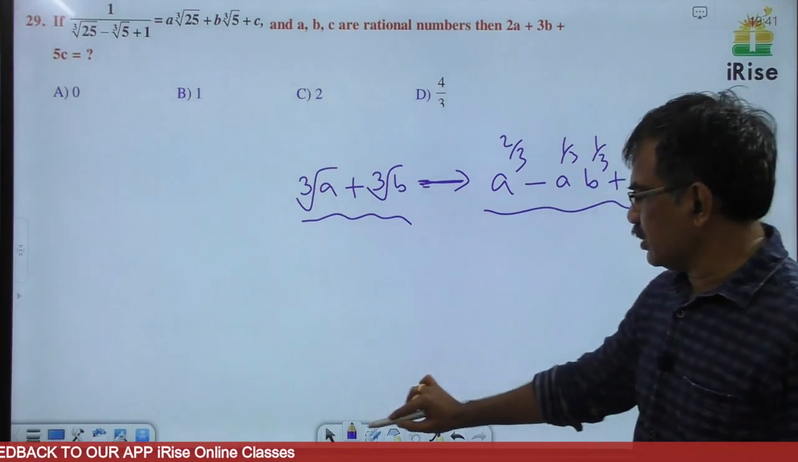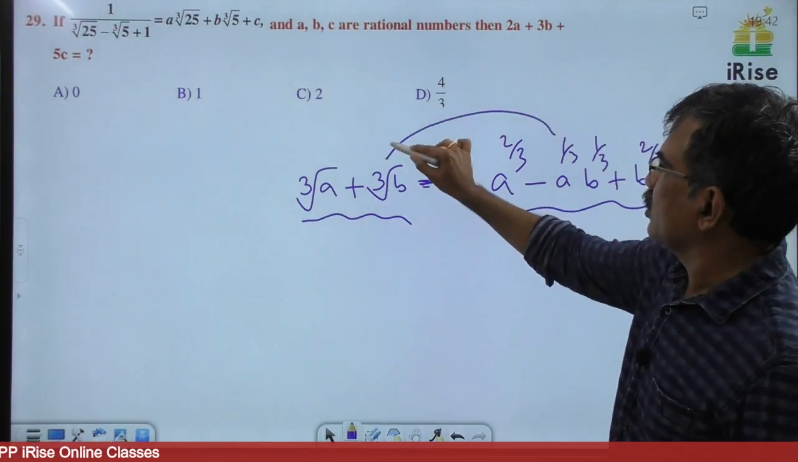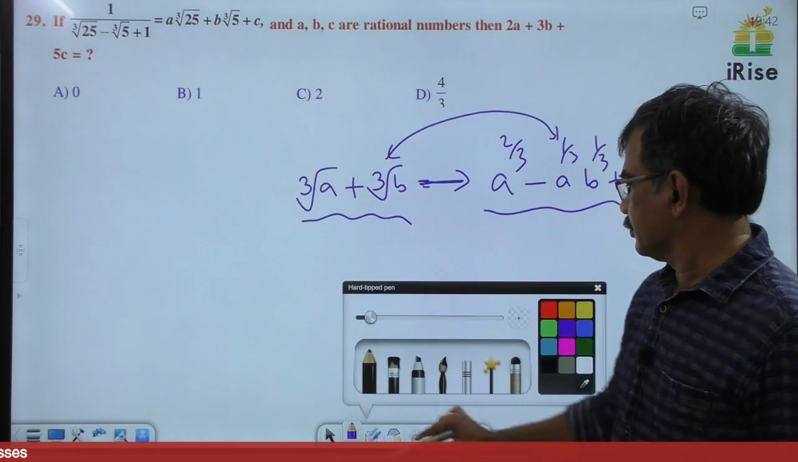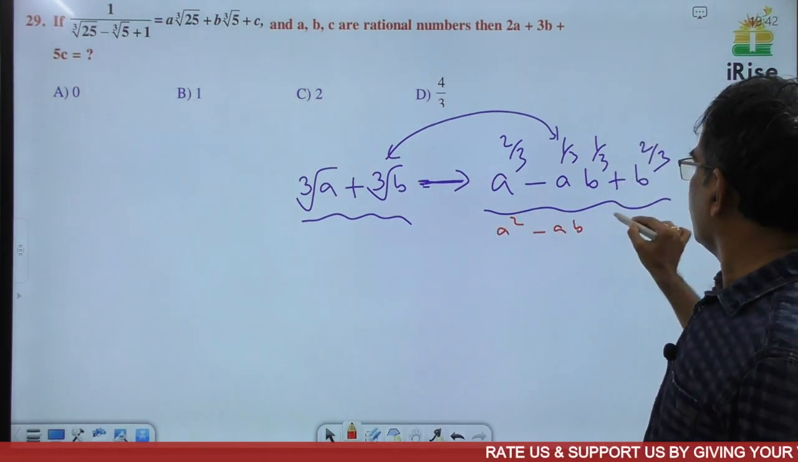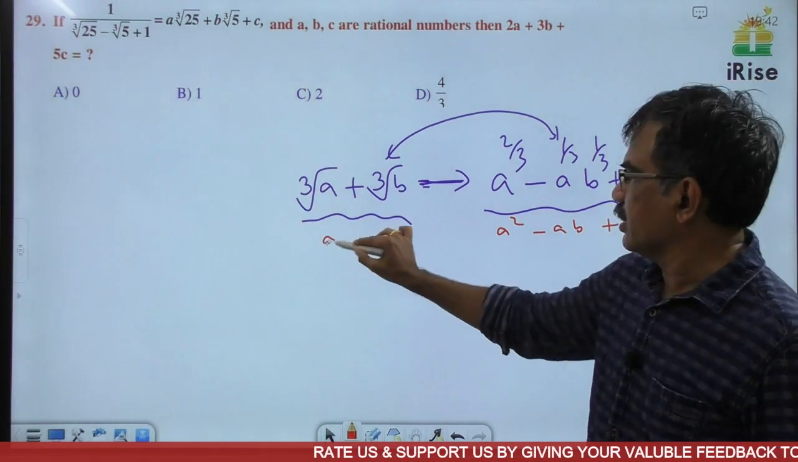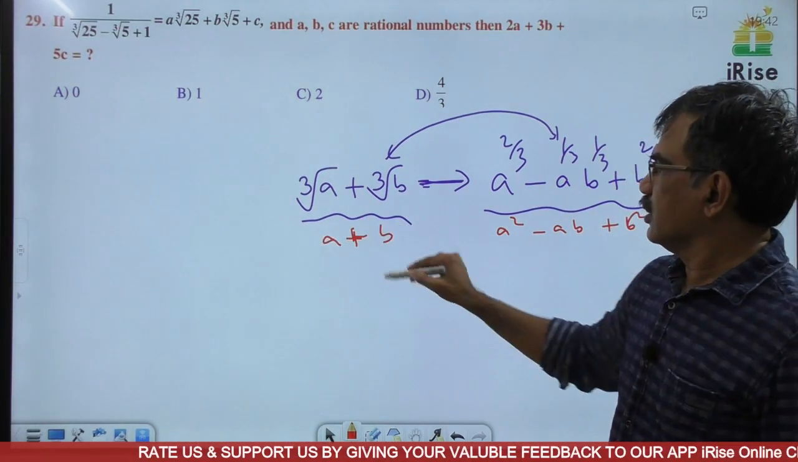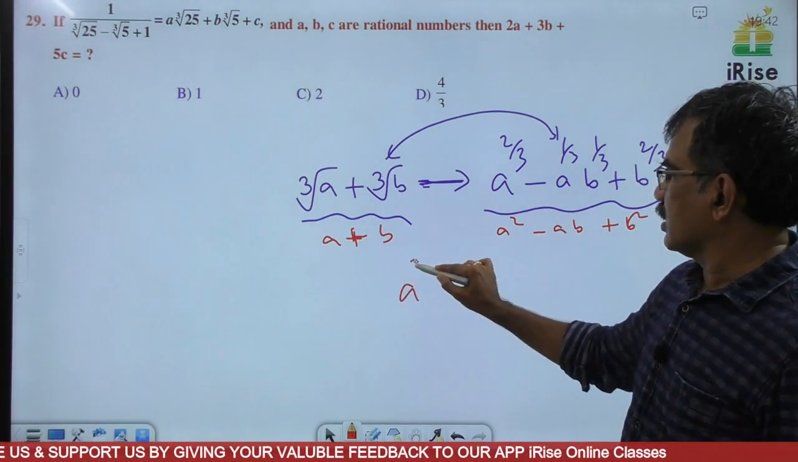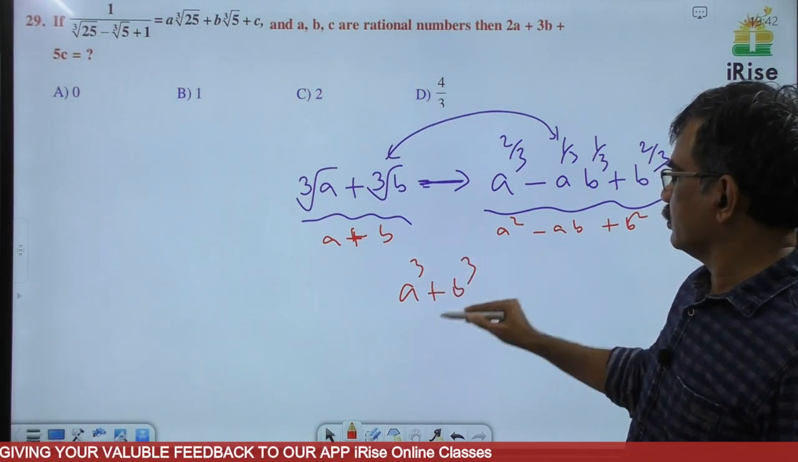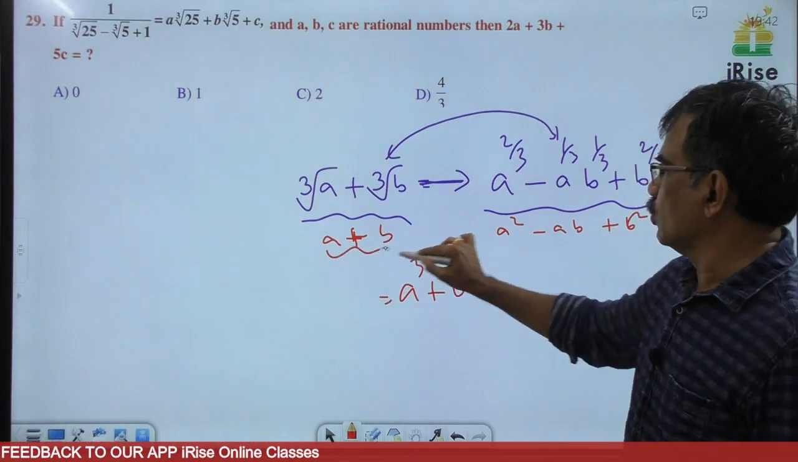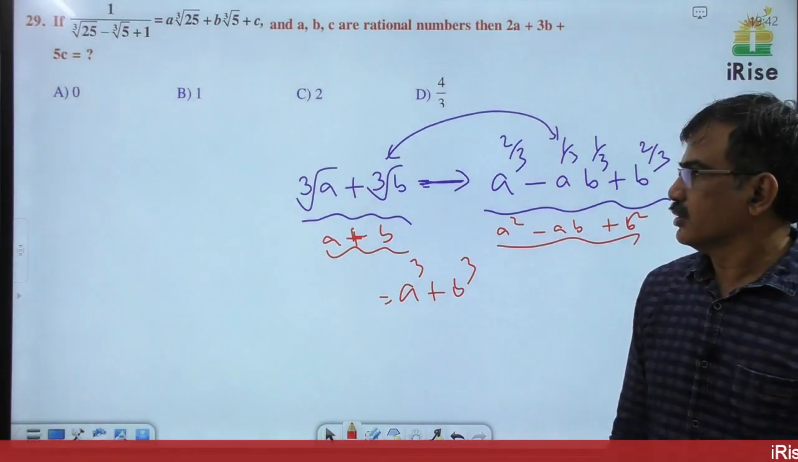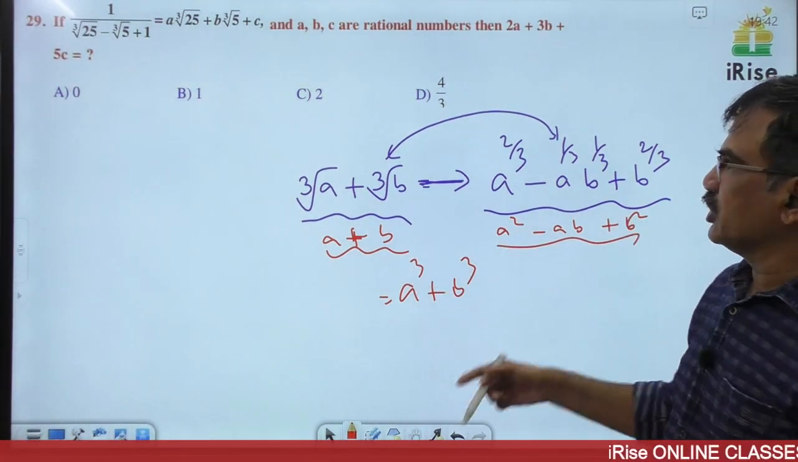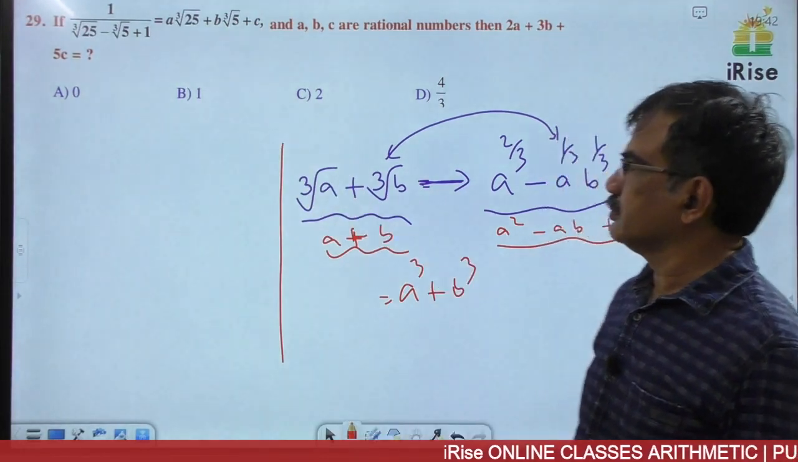And if you multiply these two, what do we get? This is in the form of a square minus ab plus b square multiplied by a plus b. If you take the product, we get nothing but a cube plus b cube. The product of these two is nothing but a cube plus b cube. So I want to use this condition to solve that question.